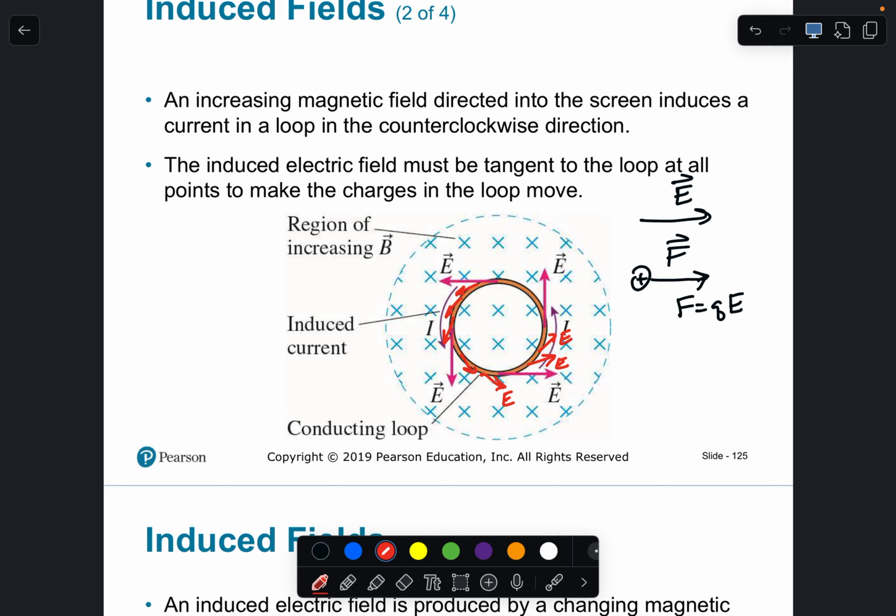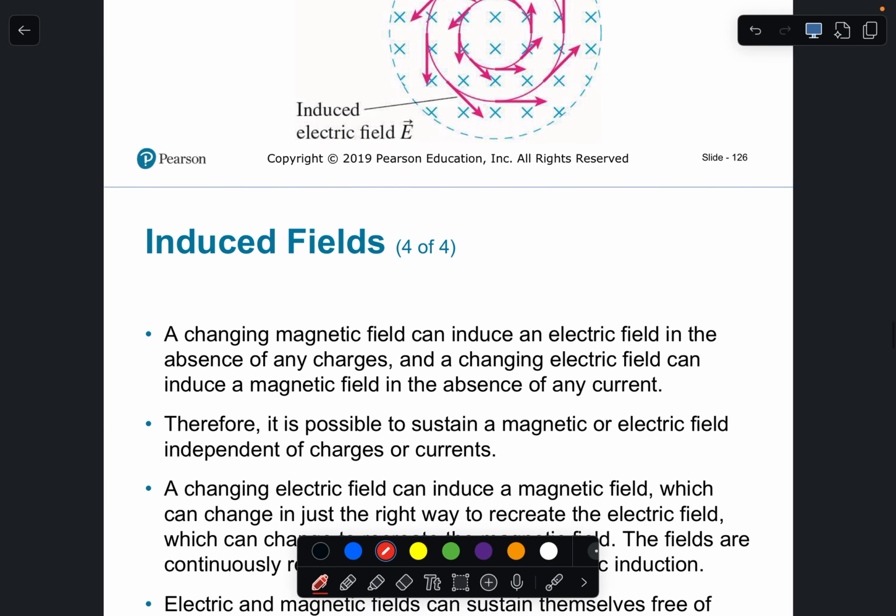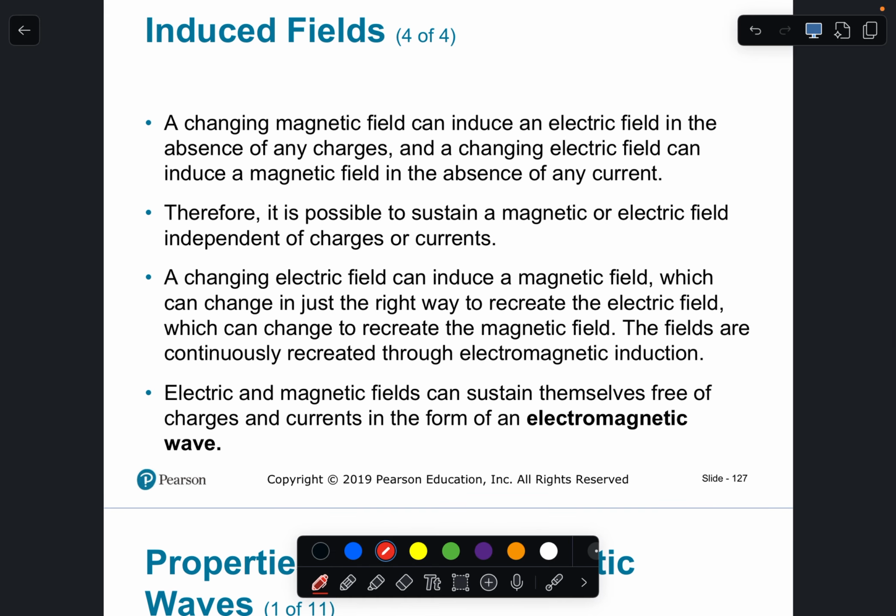Okay? So now we have connected all the pieces of the puzzle. We know that changing B fields create E fields. Well, now we need to talk about the changing E fields creating B fields, right? So, electromagnetic wave is what's produced, right? Because the electric and the magnetic fields sustain themselves by constantly changing and producing the next.